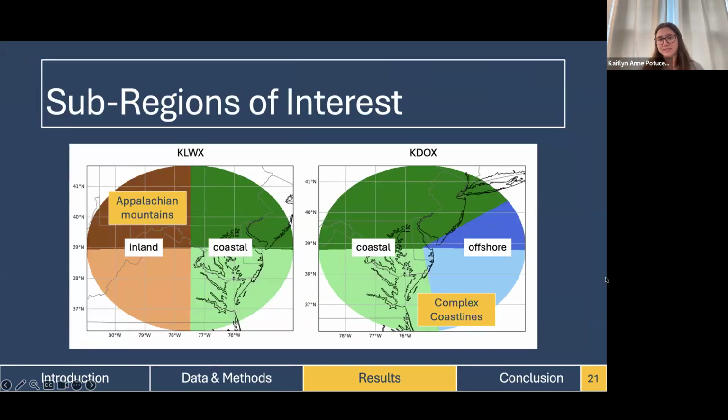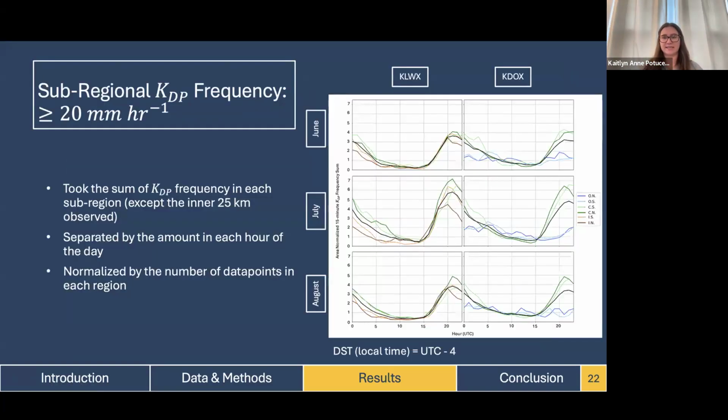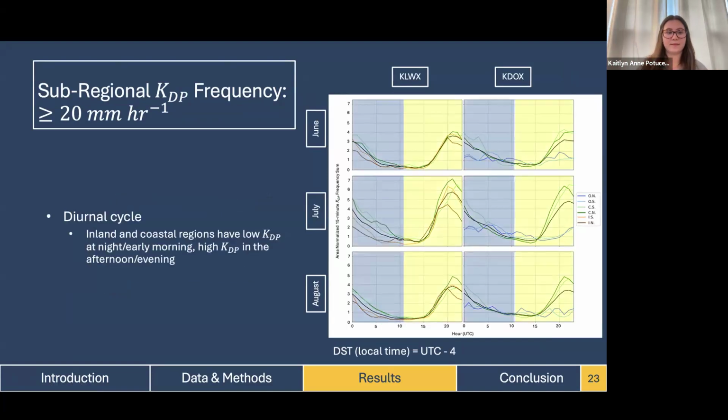So I just want to remind you of these subregions of interest because we can repeat this analysis, but separating all the data into our different subregions to get a sense of the impact that different land surfaces or geographic regions might have on heavy rainfall. When we do this, we summed the KDP frequency in each of these subregions, we separated it by each hour of the day, and we normalized it by the number of data points in each region.